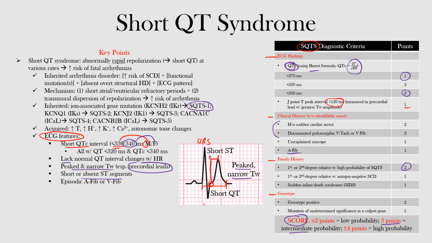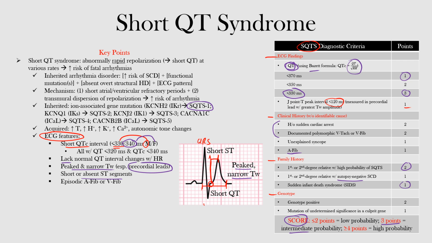So already 2 points. If you had this 330 milliseconds one or below that, you'd see you're already at high with that family history. If you have a first or second degree relative with an autopsy negative sudden cardiac death, you get 1 point, okay? And then if you have a family history of an infant that experienced SIDS, which is sudden infant death syndrome, okay? In that case, you can get 1 point for that.